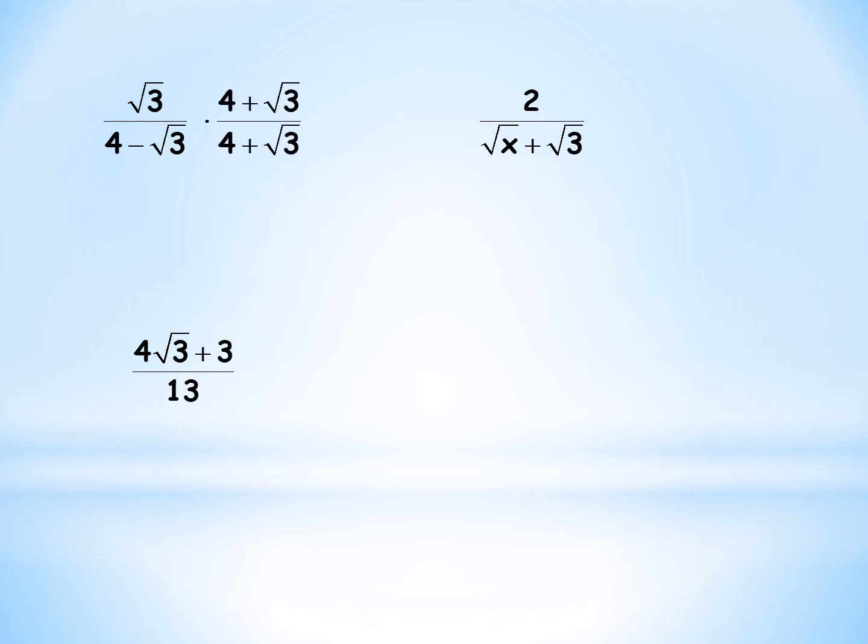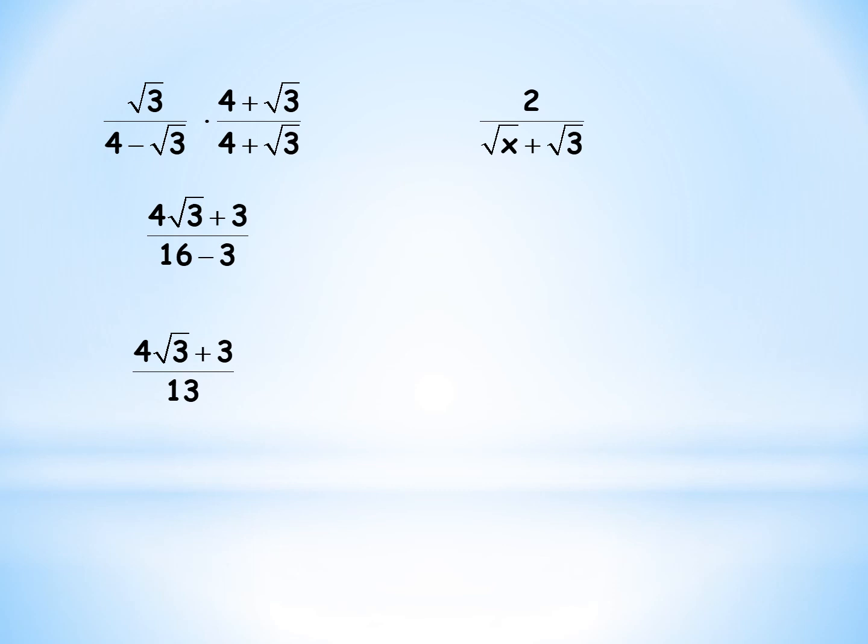All right, why don't you try these and see if you can get the answers to these. All right, did you get the first one? Once again, I have a radical in the denominator, but I also have plus or minus a number, so I'm going to have to multiply by its conjugate. And then just simplify that denominator.